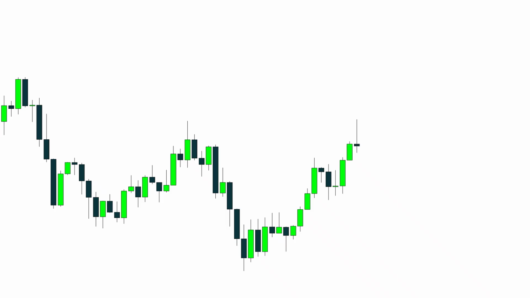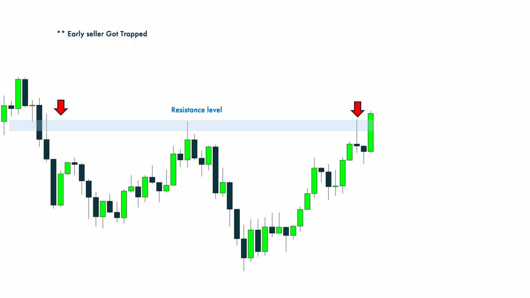Now, let's take a closer look at this setup and why many traders got trapped. At first glance, we can see a clear resistance level, and naturally, retail traders start selling as price taps into it. But price doesn't respect the level. It breaks through, trapping those early sellers. Then, some traders switch bias and go long on the breakout, thinking a bullish run is starting. But here's what actually happens. Price quickly reverses, trapping both the breakout buyers and the initial sellers, leaving them stuck in drawdown.